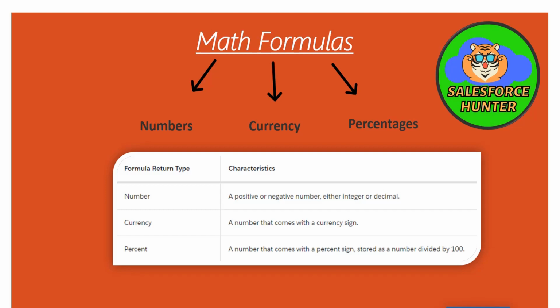Now we talk about percent. A percent, we know, is a number that comes with a percentage sign. So here it is a little different, because whenever we create a formula with a written type as percent, that number is stored as a number divided by 100, but on the user interface it is a number multiplied by 100 with a percentage sign. That's the only thing you need to keep in mind when working with percent.